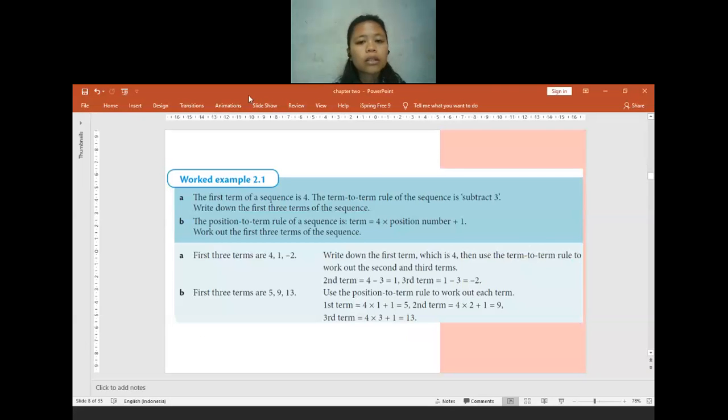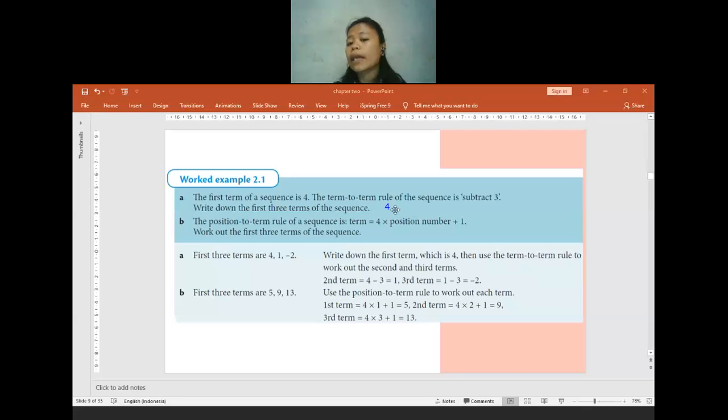This is the worked example. Now we are going to find, okay, the first term of a sequence is 4, and the term-to-term rule is subtract 3. So how do I find this number? The first thing you have to do is write down the first term. The first term is 4, so I just need to write the number 4.